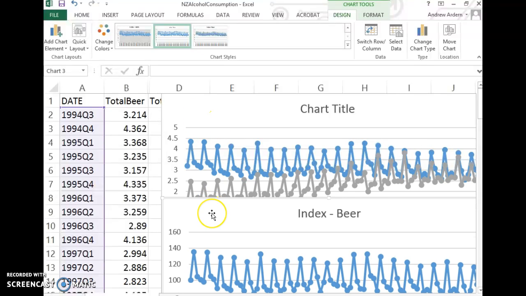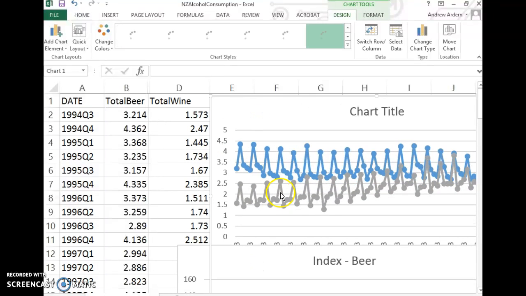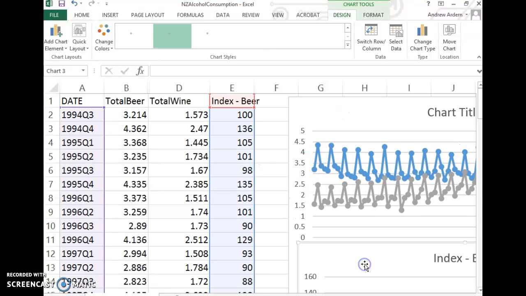So to do it for one data set, it doesn't make much sense because you've got that shape. You can kind of see it's decreasing. But if you're comparing two data sets, like this is beer and the grey one's wine, it may just help you to distinguish the relativity between the two series.